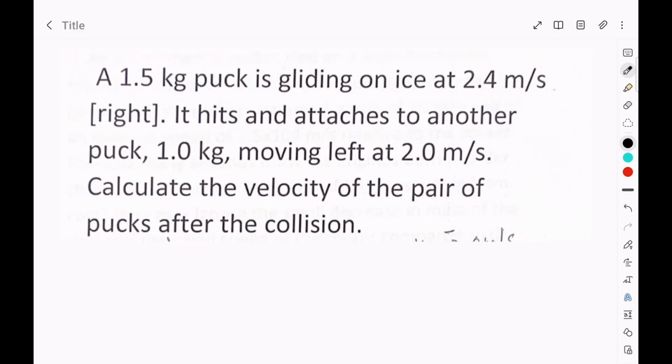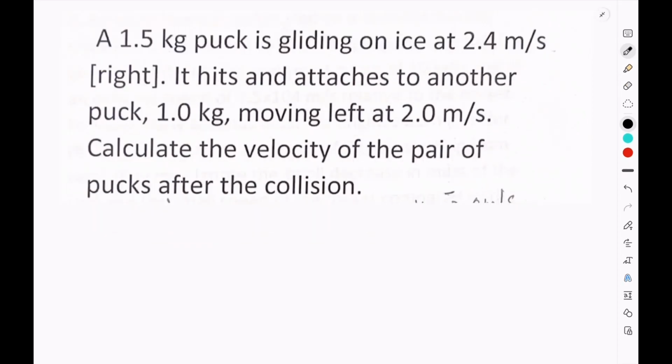A 1.5 kilogram puck is gliding on ice at 2.4 meters per second right. It hits and attaches to another puck of 1 kilogram moving left at 2.0 meters per second. Calculate the velocity of the pair of pucks after the collision.